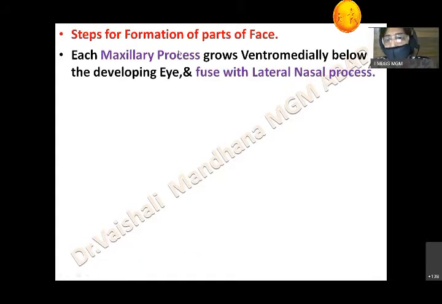Each maxillary process grows ventromedially and below the developing eye, and it fuses with the lateral nasal process that we have seen. Initially, the maxillary process will grow and fuse with the lateral nasal process. So the lateral nasal process is shifted above and is not taking part in the formation of the upper lip and upper jaw. So it grows ventromedially.